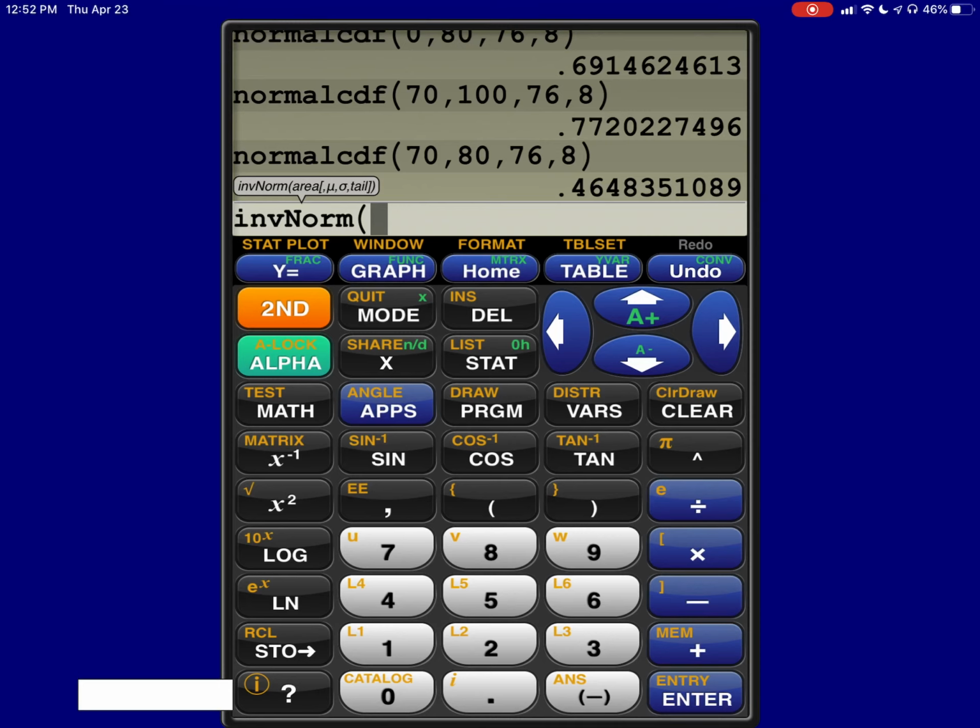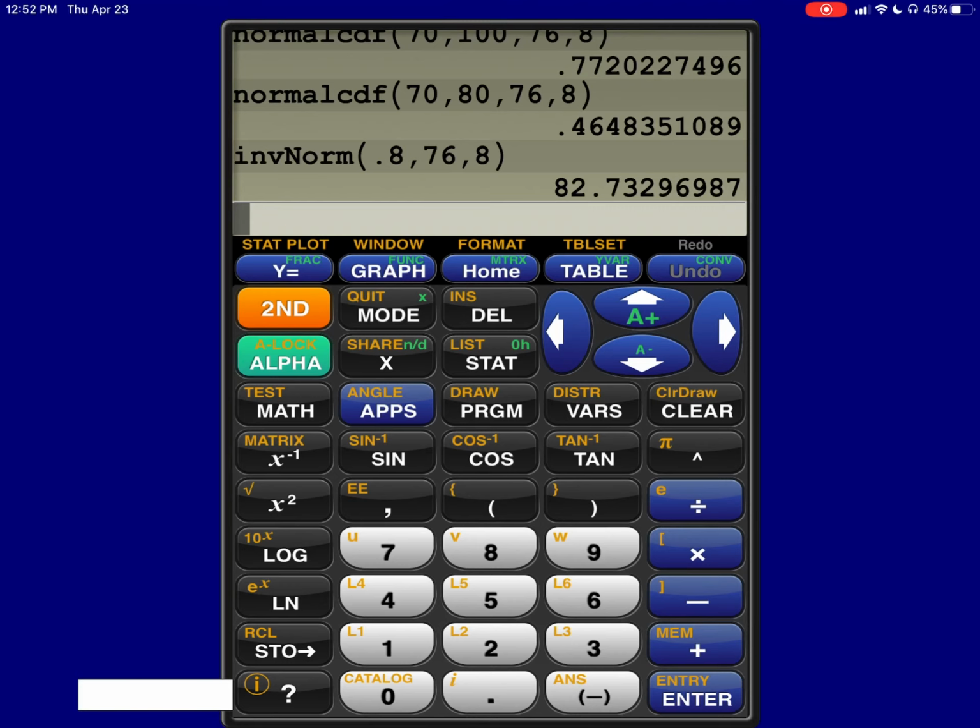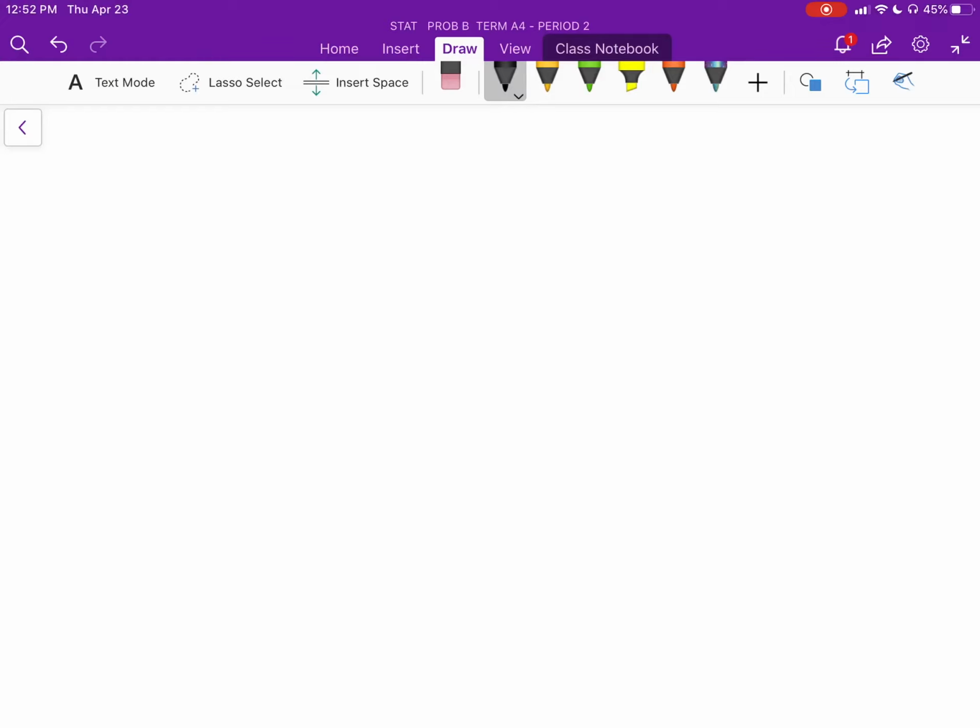And we're going to put in our top 20%. Now, I made a mistake here because if I'm in the top 20%, that means I'm ahead of 80% in the class. So I actually have to go back and change that to 80% because I asked for the top 20%, which means you're in the 80th percentile. So I'm going to fix that when I go back. So 0.8 and 76 and 8. You can only do the inverse normal from the left to the right. So that means that your score has to be an 82.73. I'm going to go back and fix that here.